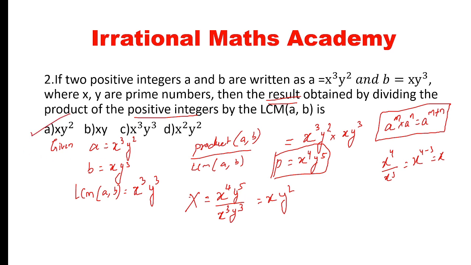Most of them who don't read the complete question may just solve LCM. They'll solve only LCM. That is not what they asked. They asked the result obtained by dividing the product of the positive integers by the LCM. This is what they asked. Then the answer would be x y square. Clear? So X should be what they are asking here, product of AB by LCM of AB.